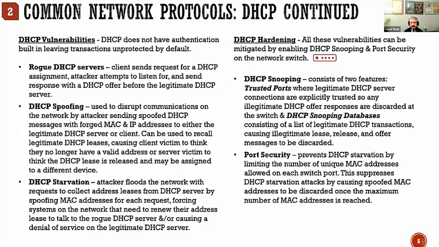DHCP spoofing is where you're trying to disrupt communications. So you're sending out forged MAC and IP addresses to either the server or the client side on the network, and it can make the server think that a client has given up its lease, or it can cause the opposite side, where the client thinks that they no longer have a valid address, and therefore they can either be scooped up by a rogue server, or it just causes mayhem because nobody can talk to anybody because they're constantly requesting and dropping connections as to their IP address.